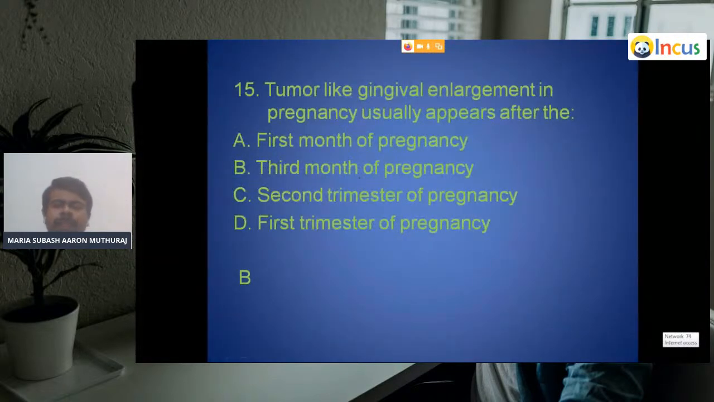Next is the answer for this question. Tumor-like gingival enlargement in pregnancy usually appears after the third month of pregnancy.